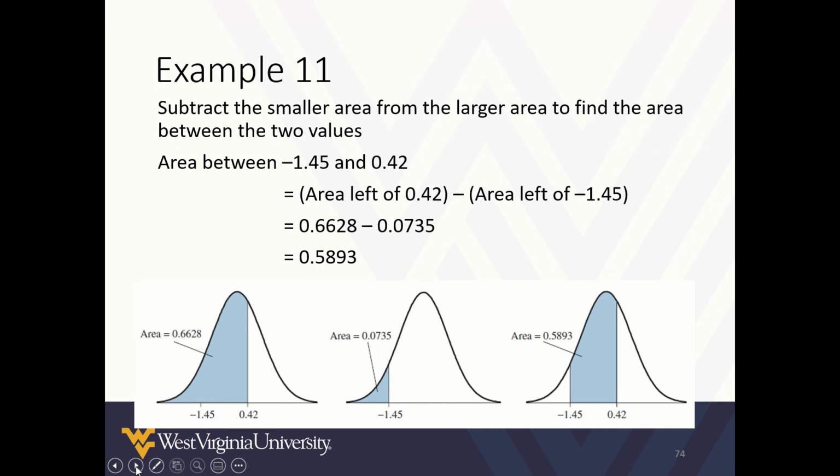So using our table, we would find that the probability of z being less than 0.42 would be 0.6628. And the probability of z being less than negative 1.45 would be 0.0735, which would give us a total area or probability of 0.5893. And just to show a nice worked out version of what I did by hand, you can see it below.